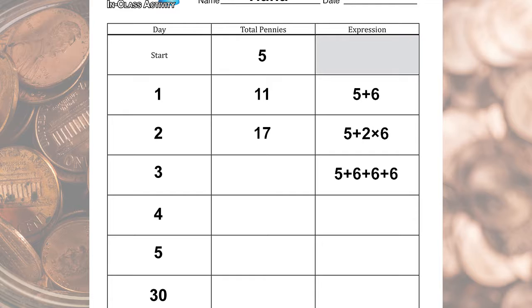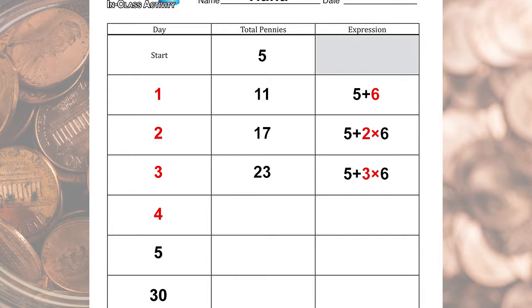While adding the 6 three times for day 3 is correct, it is not very efficient. And when she gets to day 30, that is a lot of 6s to add up. Another way to write the expression would be 5 plus 3 days of 6 pennies, or 3 times 6, for a total of 23 pennies.